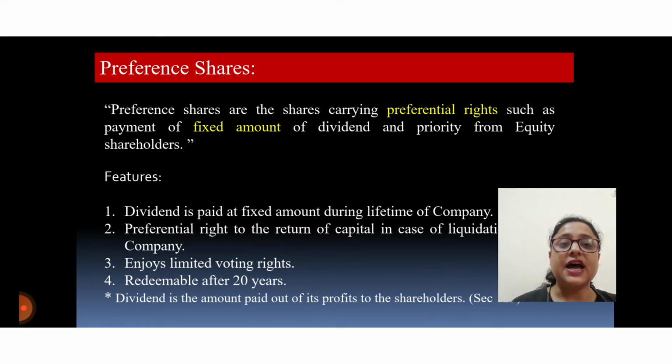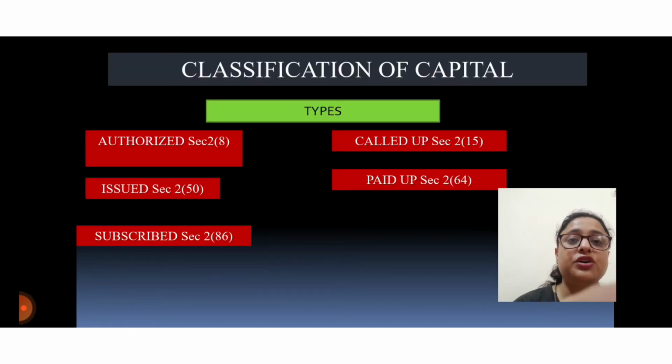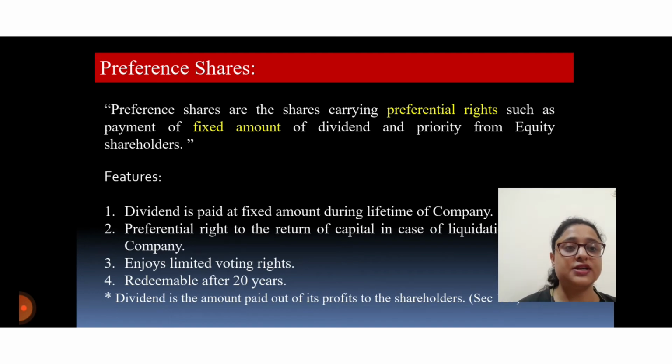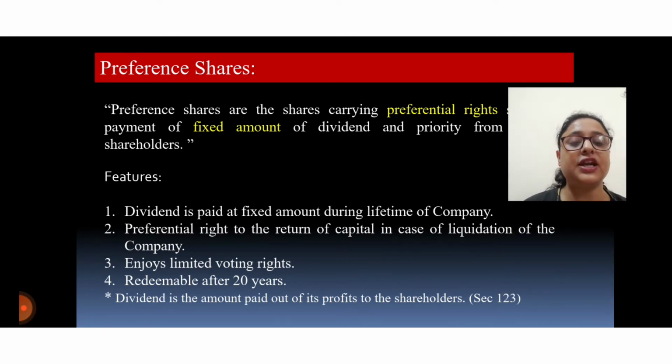Preferential right means that they will be attended to, or given the dividend, in priority over the equity shareholders, such as the payment of a fixed amount of dividend. There is a fixed amount of dividend that the preference shareholders have to be paid, whether there is a profit or not. But in case of equity shareholders, only when there is profit will the dividend be paid, otherwise not. So a fixed dividend is paid during the lifetime of a company.